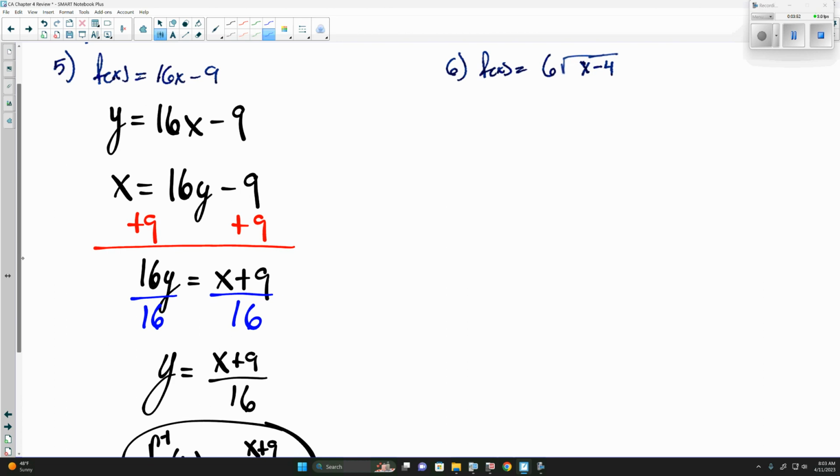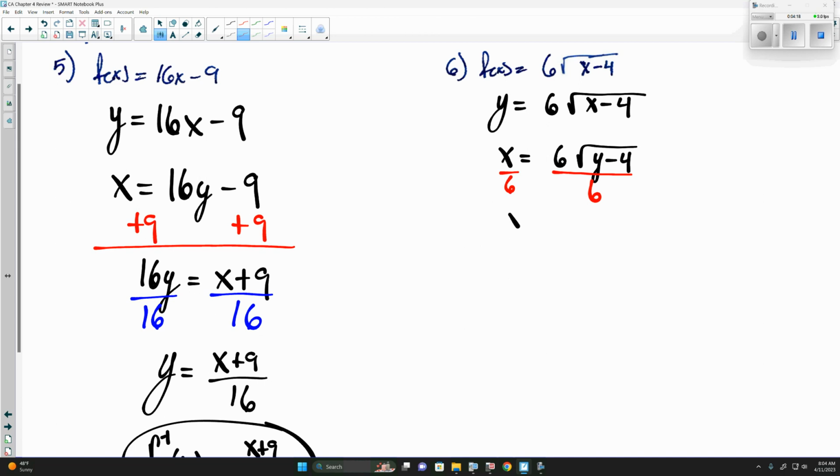Now, if we look at number 6, we'll treat it in a similar fashion. We'll replace f of x with y, so y is equal to 6 times the square root of x minus 4. Switch x and y: x is equal to 6 square root of y minus 4. At this point, we're going to get y by itself. So the first thing we'll need to do is get the radical by itself, so we're going to divide both sides by 6. So we say x over 6 is equal to the square root of y minus 4.